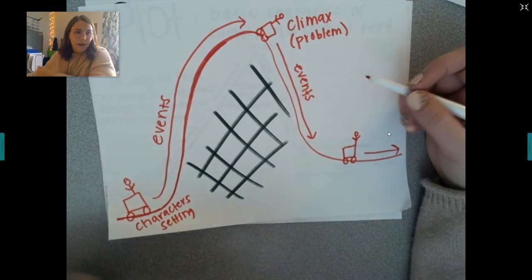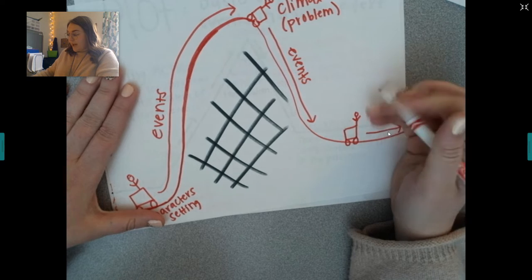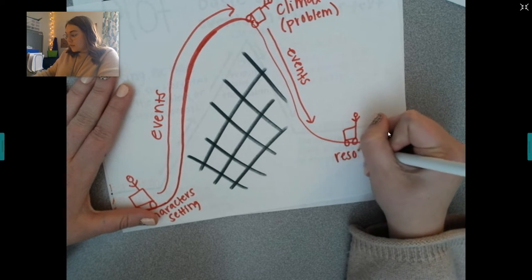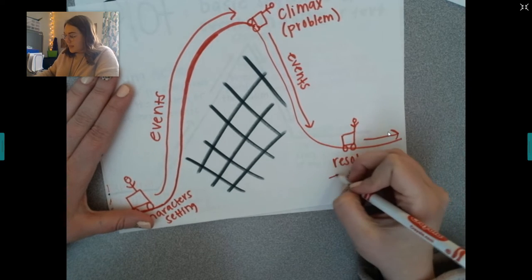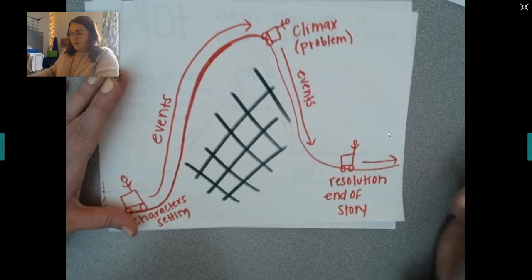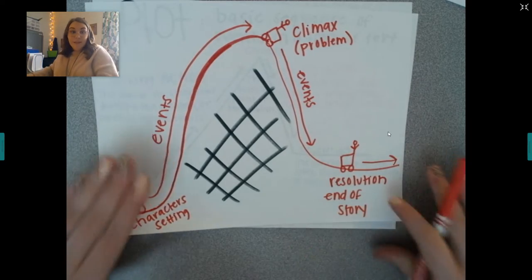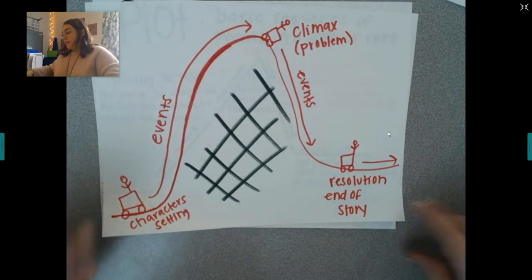That is not fair. So then you get down to the end after your problem happens and you have some sort of resolution, some way to solve the problem or the end of the story or the book. It's the same. That's your plot. Think of it as a roller coaster. They take you through the different things. So I'm going to put that aside.